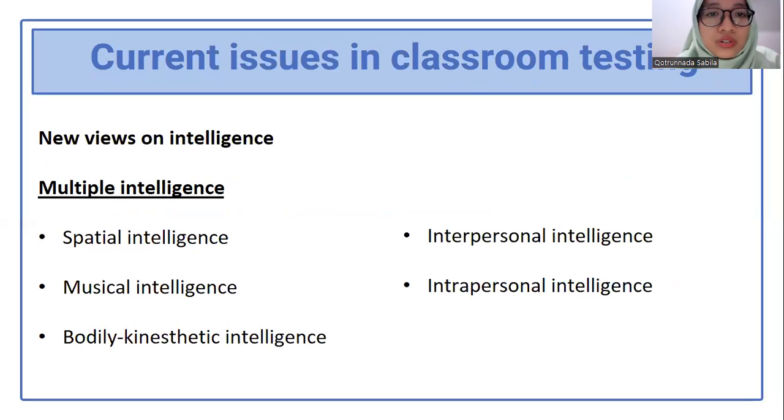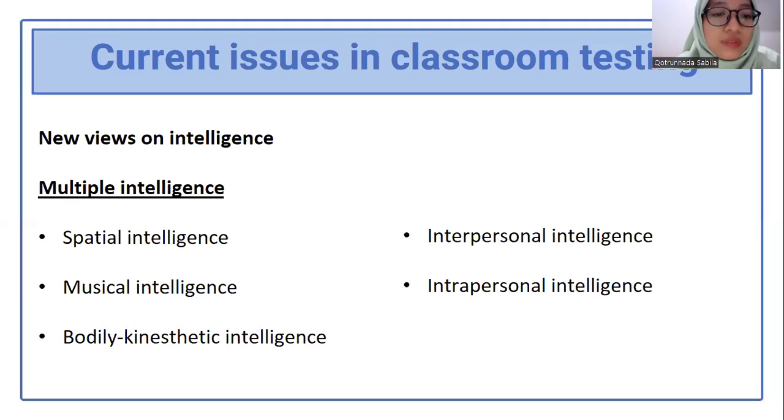And then current issues in classroom testing. Such efforts to improve various facets of classroom testing are accompanied by some stimulating issues, all of which are helping to shape our current understanding of effective assessment. The first, new views on intelligence. Intelligence was once viewed strictly as the ability to perform linguistic and logical-mathematical problem solving.